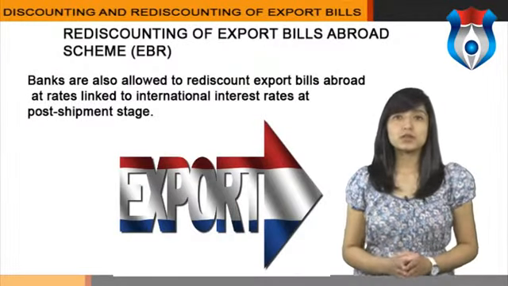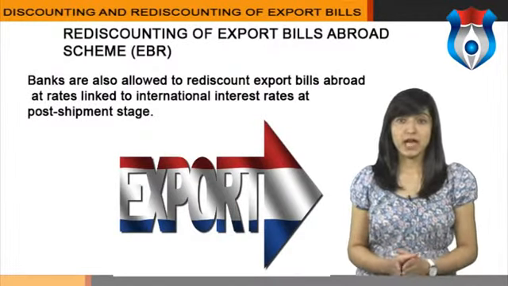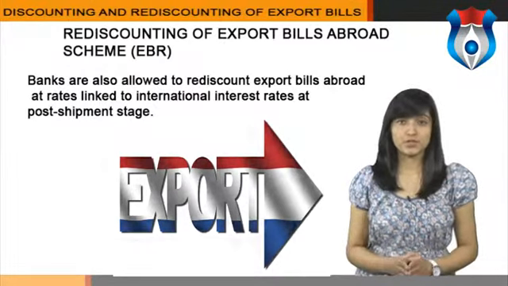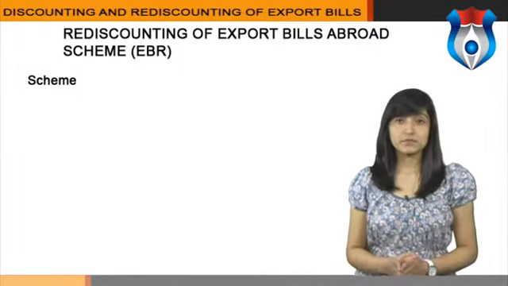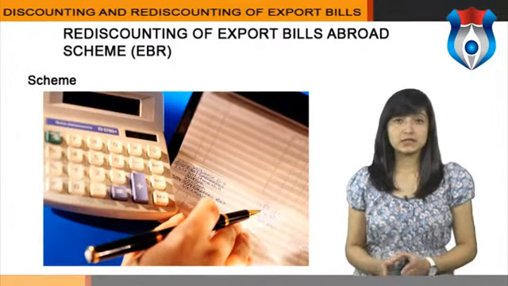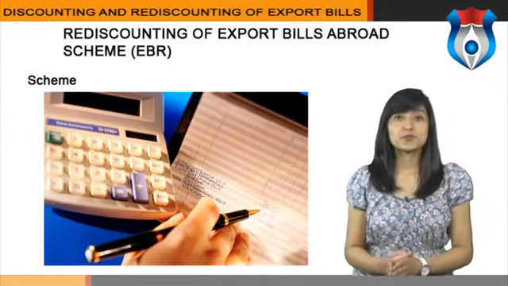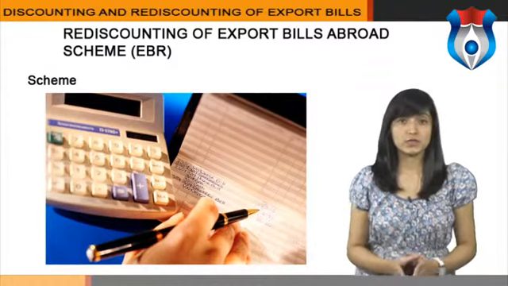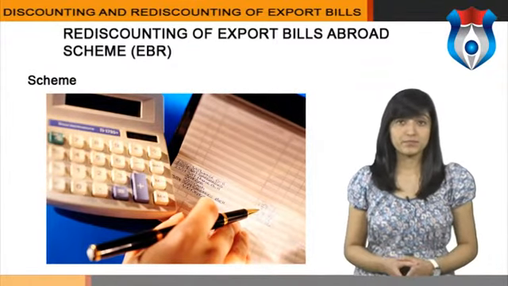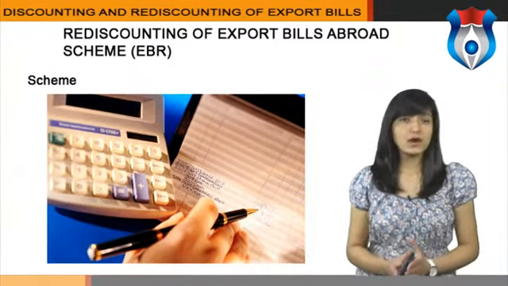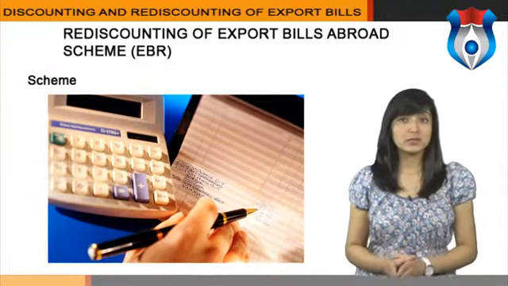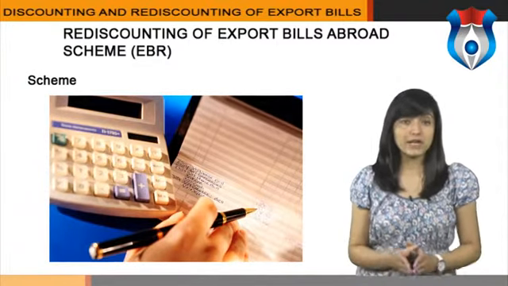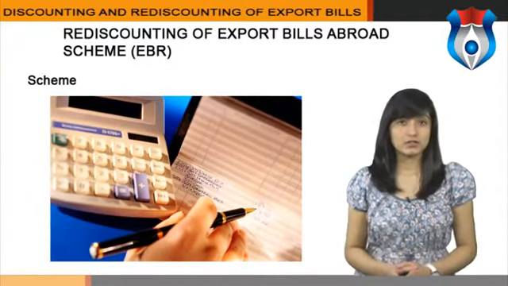Banks are also allowed to rediscount export bills abroad at rates linked to international interest rates at post-shipment stage. It will be comparatively easier to have a facility against bills portfolio covering all eligible bills than to have rediscounting facility abroad on bill-by-bill basis. There will, however, be no bar if rediscounting facility on bill-to-bill basis is arranged by a bank in case of any particular exporter, especially for large value transactions.